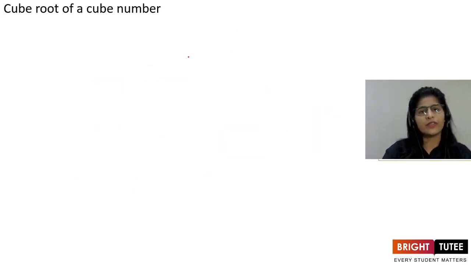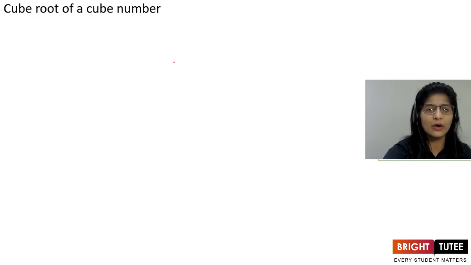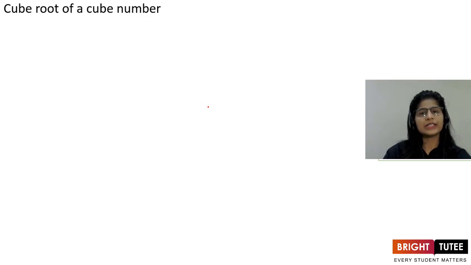Now, cube root of a cube number. We are going to find the cube root of a cube number using estimation. This is a simple method of finding it, but it is not used everywhere. We are going to use it in cases where it is mentioned that we have to find the cube root using a particular estimation method. Otherwise we have prime factorization for finding the cube root.